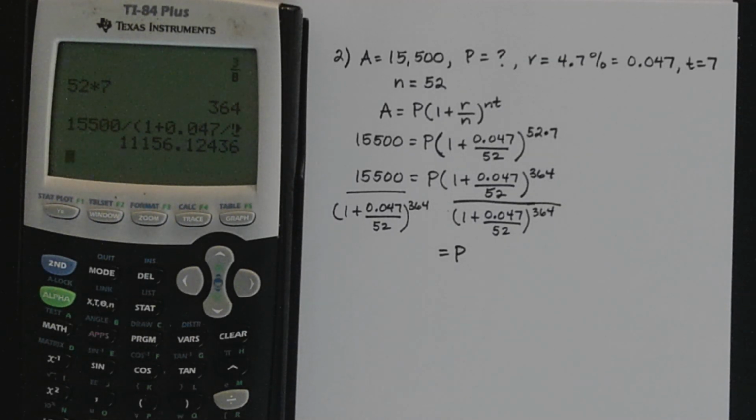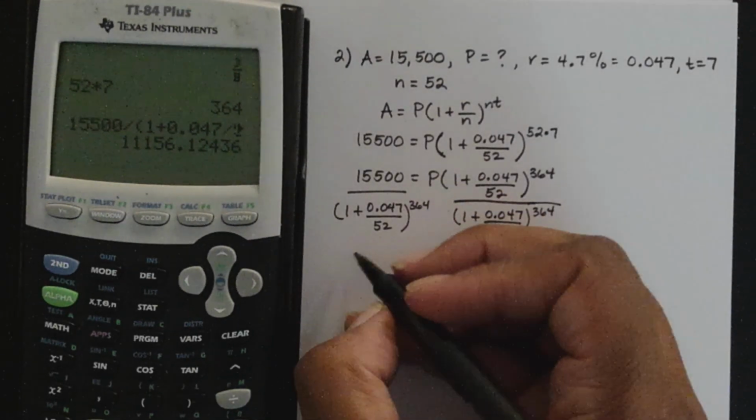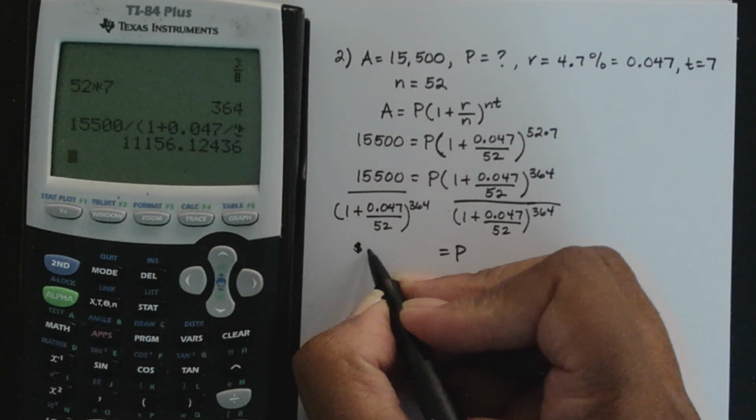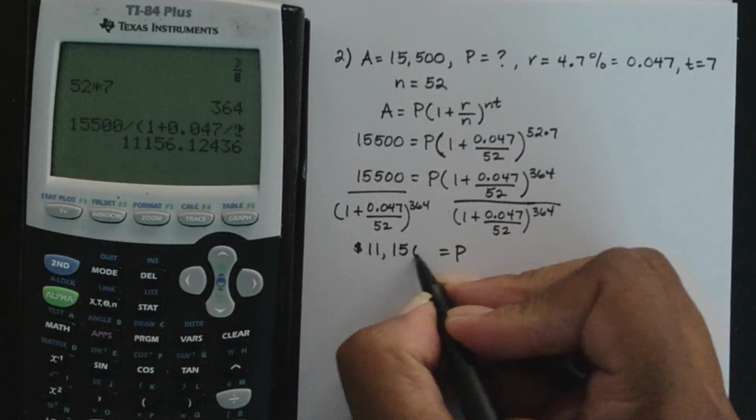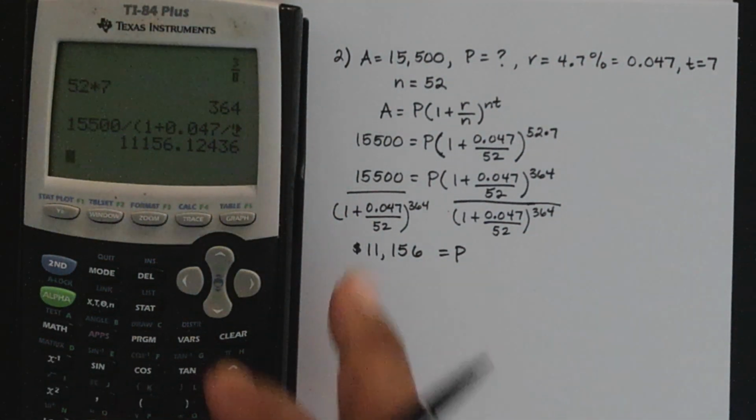And in this problem, they say round to the nearest dollar. So what would this amount be to the nearest whole number? $11,156.